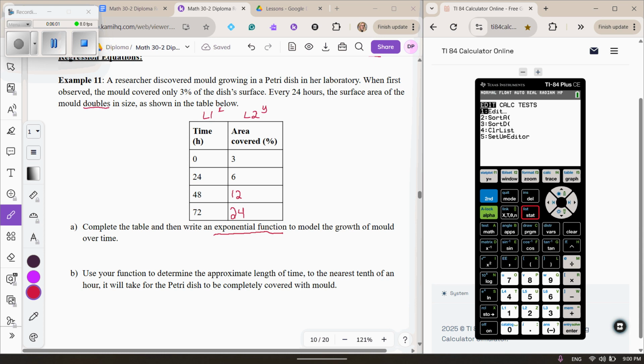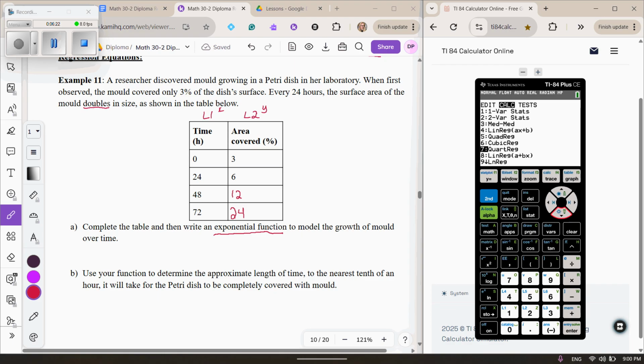So now you're going to do stat, you're going to go over to calc, and then let's just review some of these. So we have the first one you will see, which is a linear regression. Linear regression, quadratic regression, and cubic regression were all part of the polynomials unit, so you need to be familiar with all three of those.